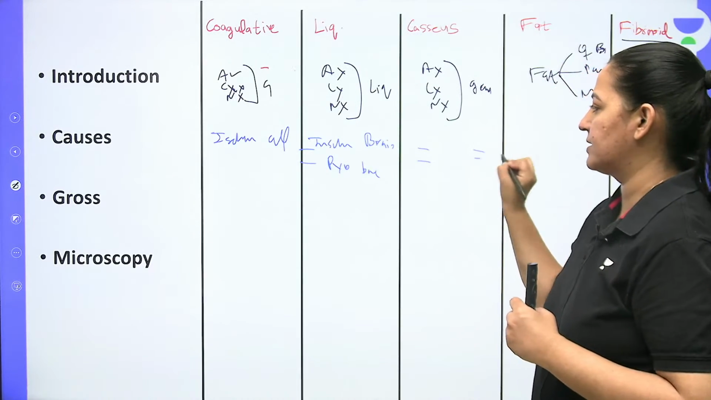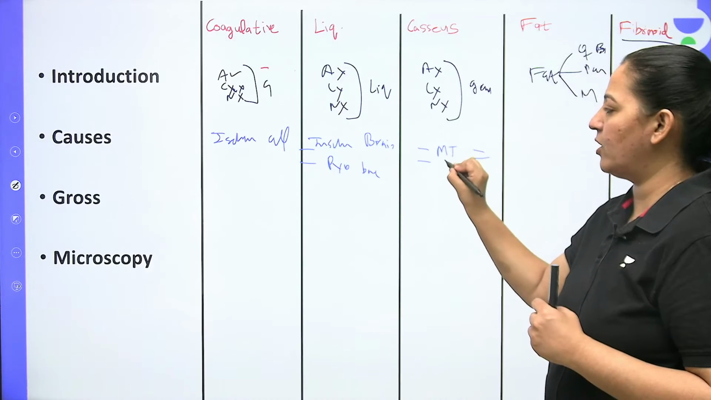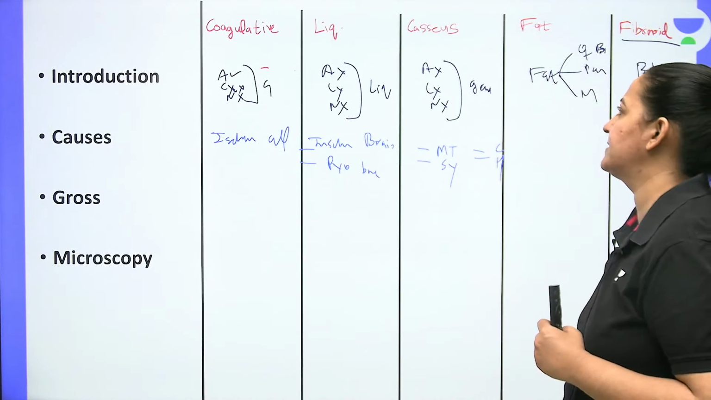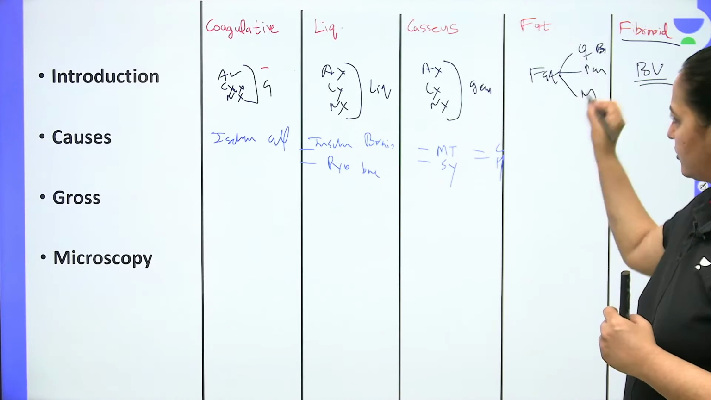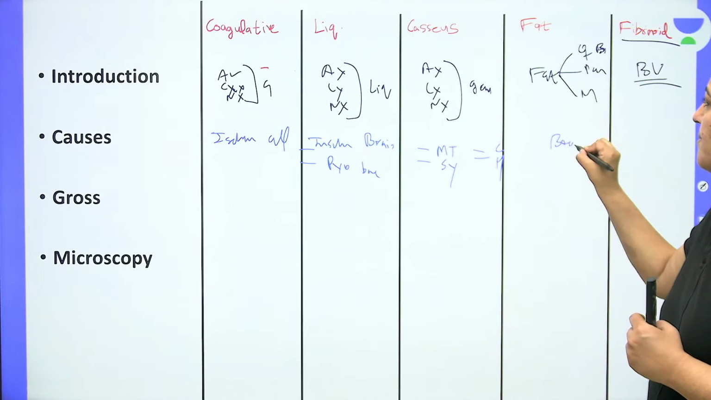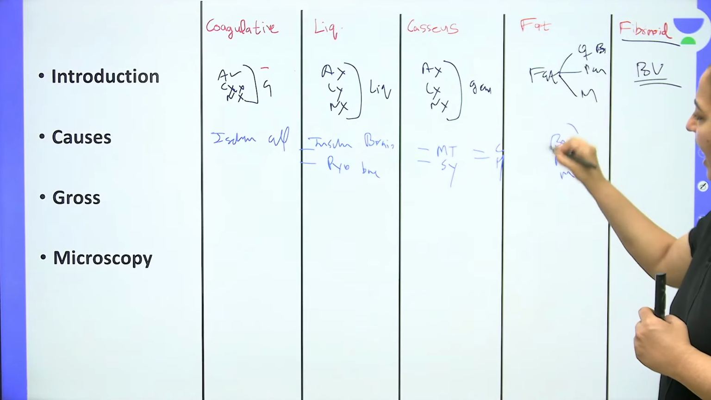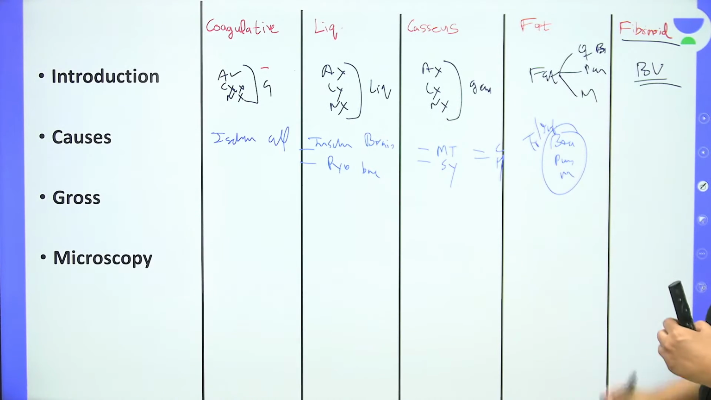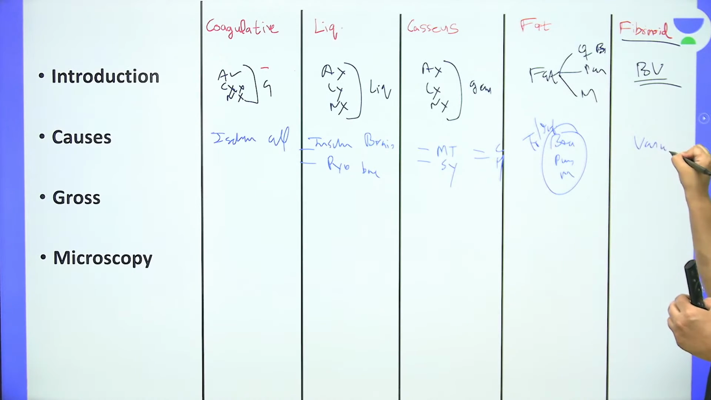Here 4 causes are there: 2 bacteria, 2 fungus. The 2 bacteria are Mycobacterium tuberculosis and syphilis. The 2 fungus are coccidioidomycosis and histoplasma. Here the 3 organs, that is breast, pancreas or mesentery, the cause is either trauma or infection inflammation. Here the cause is vasculitis.